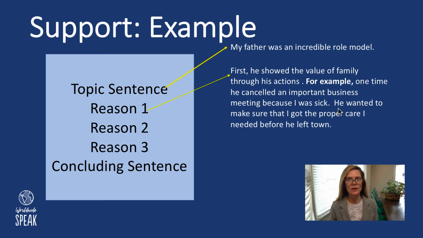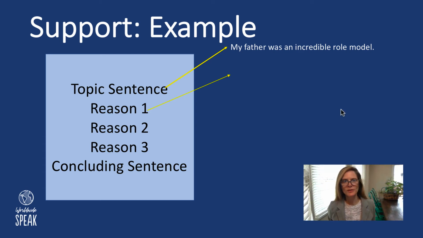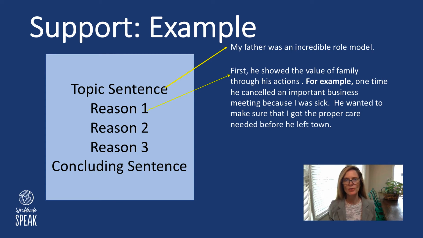Why don't we take a look at an example of what this support would look like if you were writing a paragraph for school? Remember, our topic sentence is, "My father was an incredible role model." For reason number 1, we're going to use the transition word first, and then we write, "He showed the value of family through his actions."